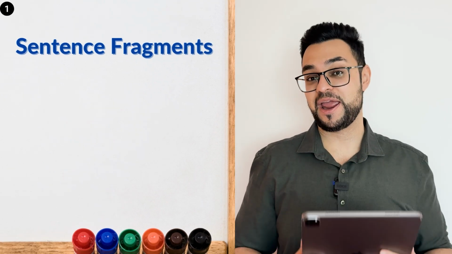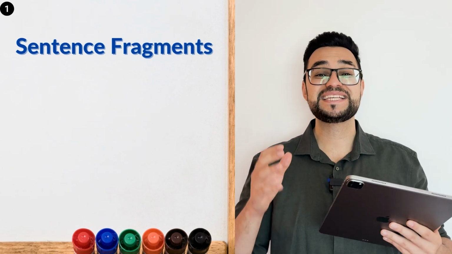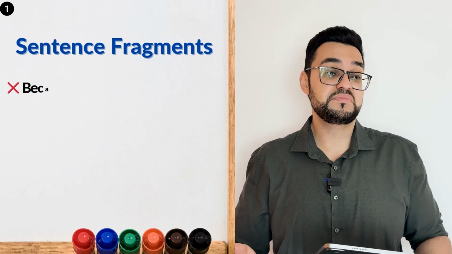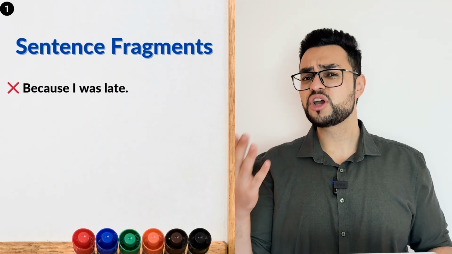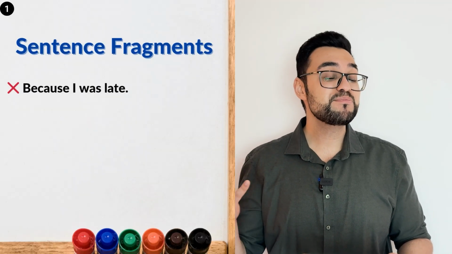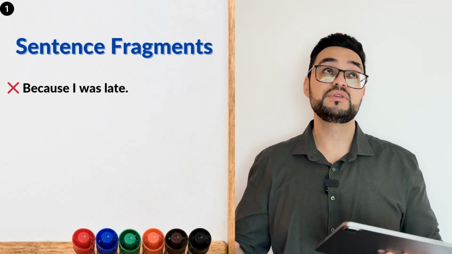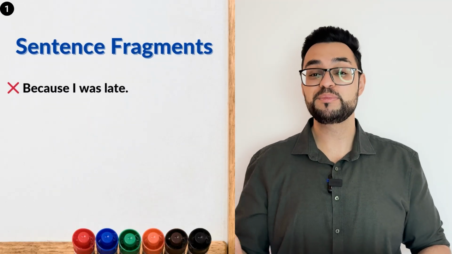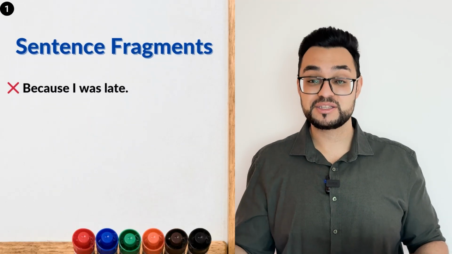All right, now let's talk about writing mistakes. Number one is sentence fragments. Sentence fragment is an incomplete sentence, like saying, because I was late. Like if you're talking to someone and it's very informal, it might make sense to say, because I was late. But when you're writing, this is an incomplete sentence and it's a mistake.